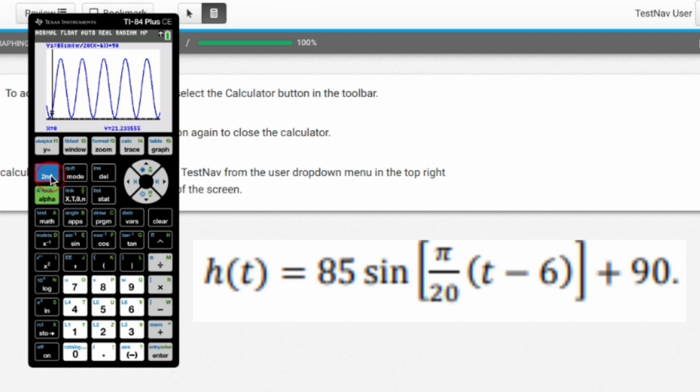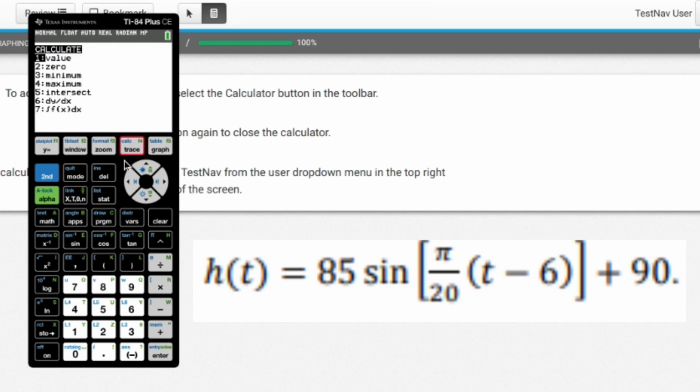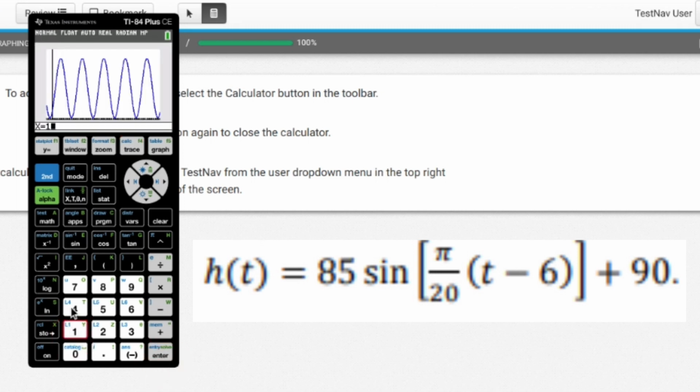When x, or t, same thing, is 180, we're going to do the same thing by going to second trace, type in 180 after hitting value, and that gets me 158.7664, so 158.766. So let's take those two values and plug them in or write them out in our thingamathing.